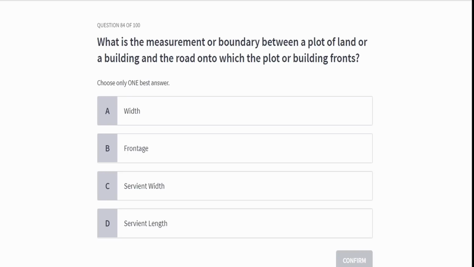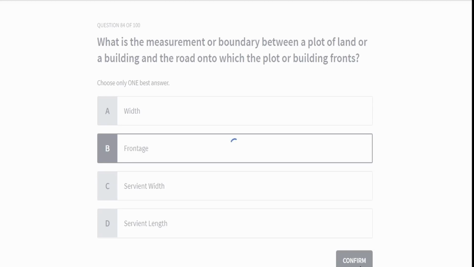Alrighty, so what is the measurement or boundary between a plot of land or a building and the road onto which the plot or building fronts? Woo! It's a little bit of a mouthful. I can't stand questions like that. It's always complicated questions with simple answers, and our simple answer for this one is going to be B.